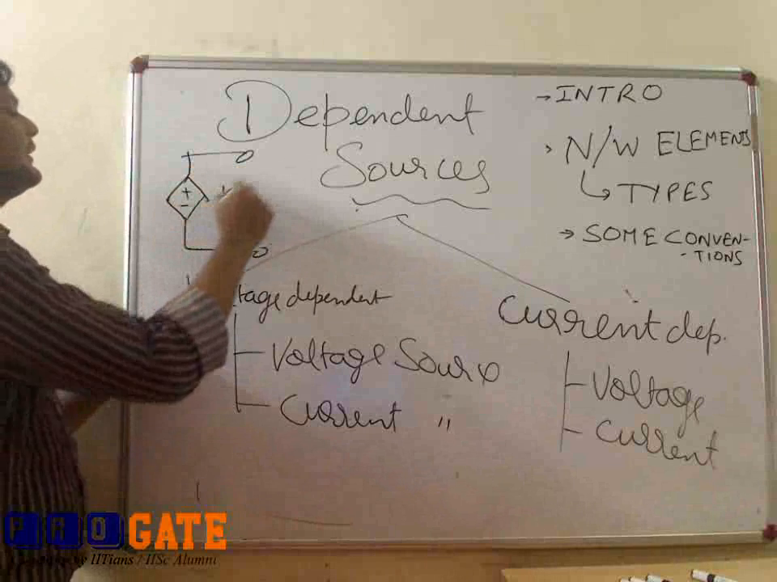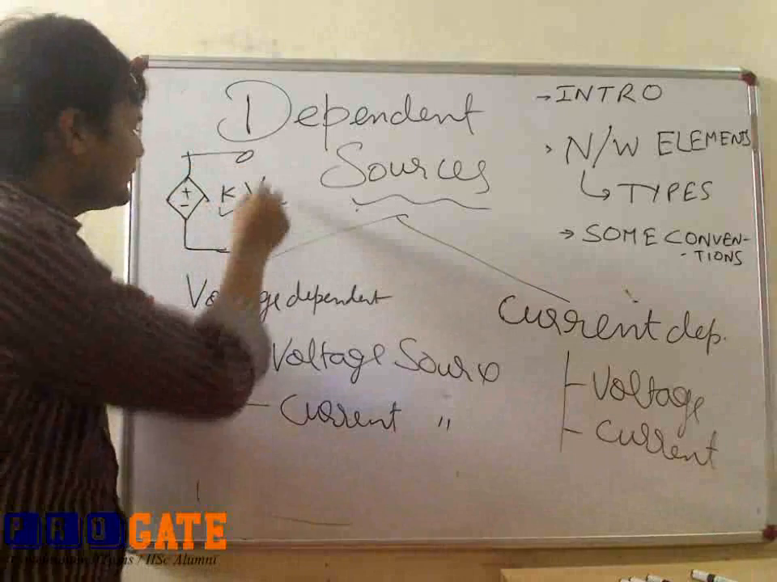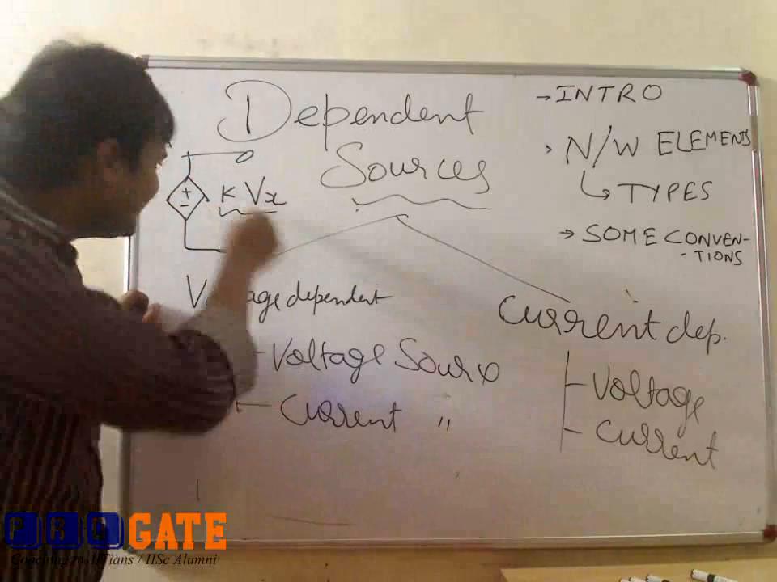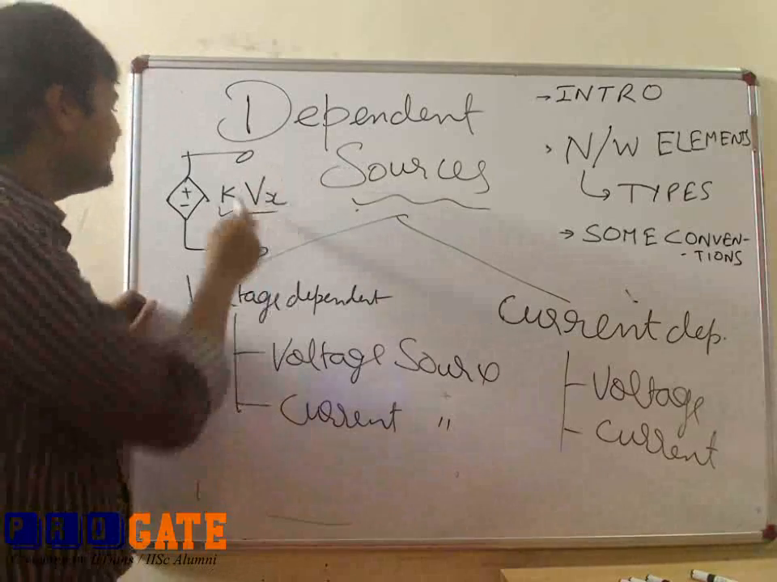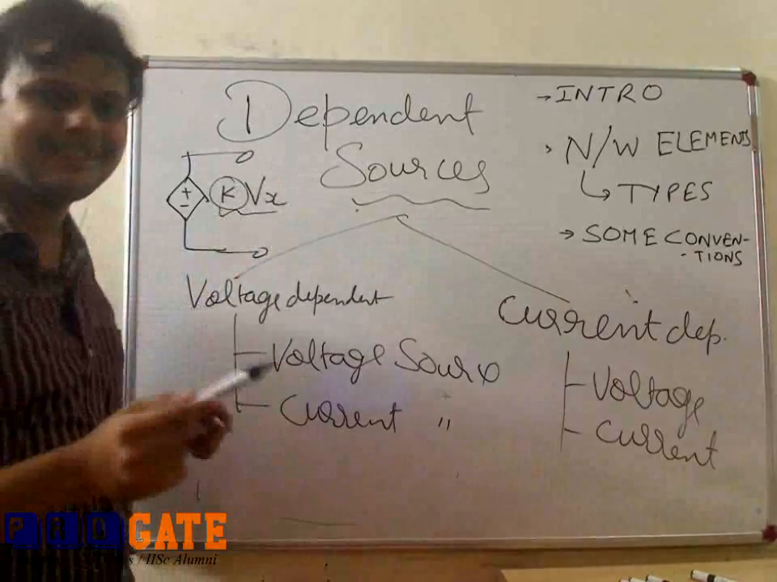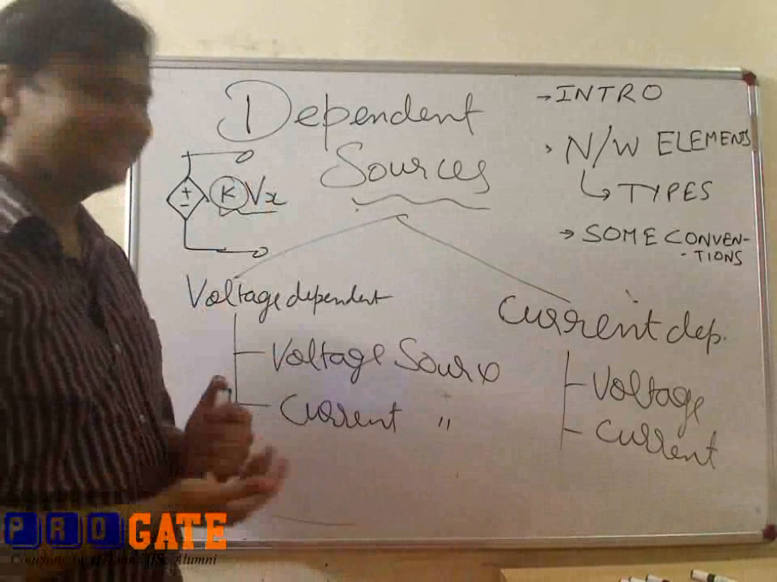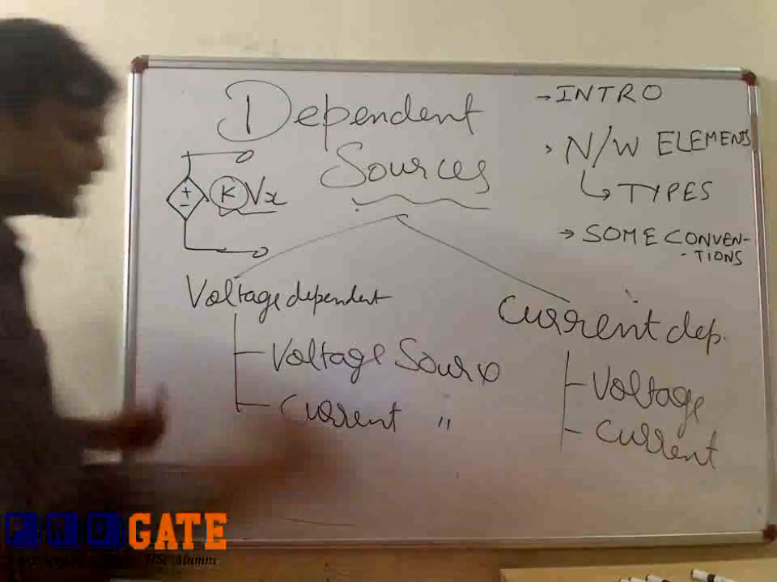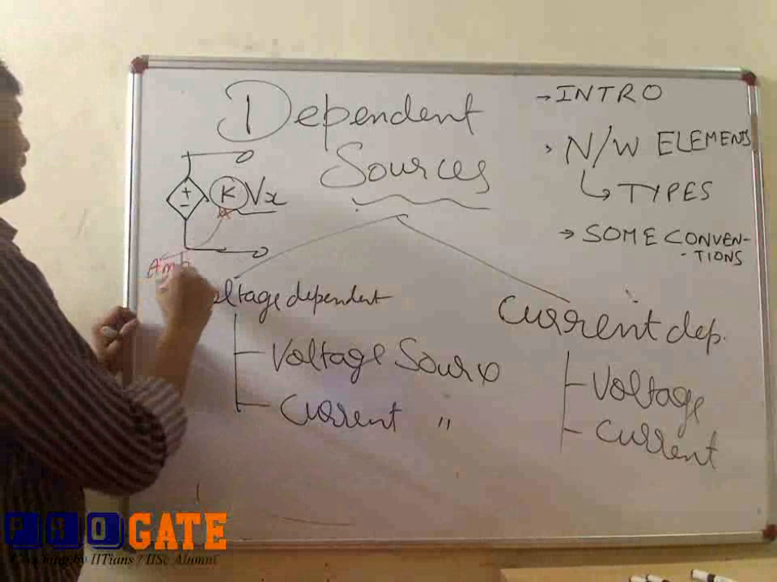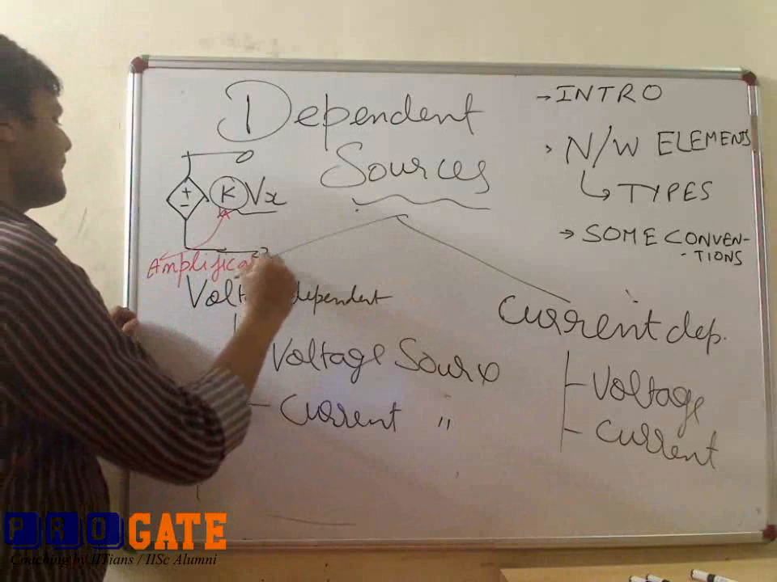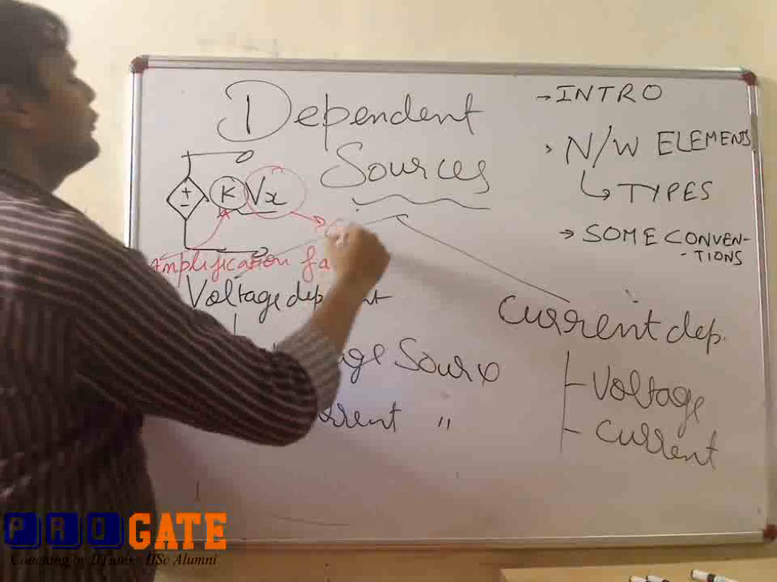Let us say this is kVx, this is the source. There is some output voltage kVx. Input voltage to this source is Vx, and it is multiplying that voltage by K. So output is simply amplified by K. If this K is greater than 1, then it will be amplification. And if this is less than 1, then it will be attenuation. So this is known as the amplification factor of the source. And this is the dependent variable or control variable.